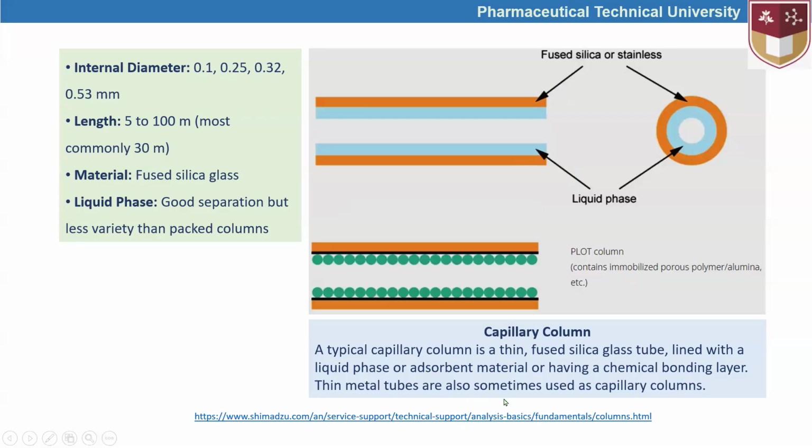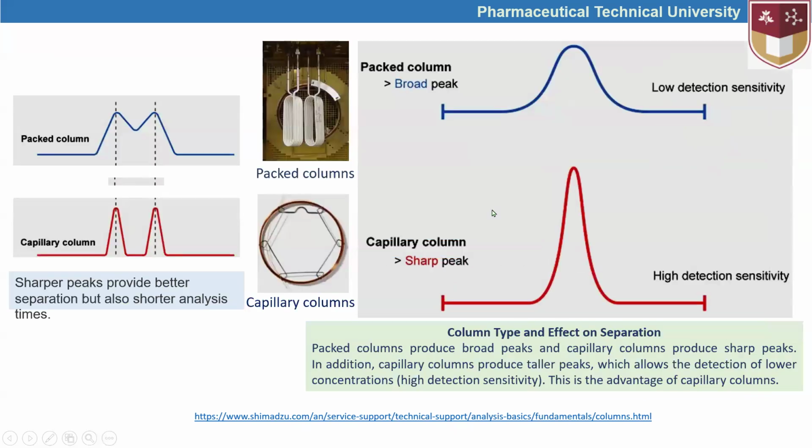These metal tubes are also sometimes used as capillary columns. What kind of differences can we expect between the packed and capillary columns? Here we can see that capillary columns are more effective. The main reason is that it is much longer compared to this one.